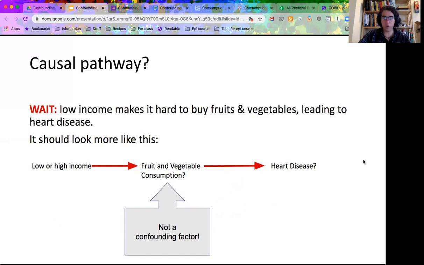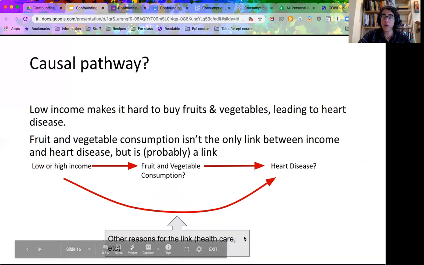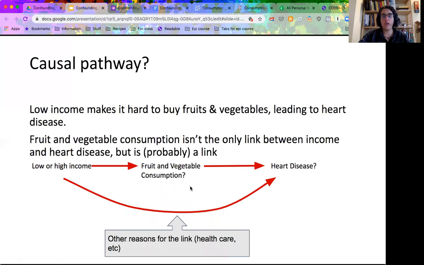Now, it's not the only one. A more complete picture might look something like this, where we have income leading to lower fruit and vegetable consumption, leading to heart disease. We also might have low income leading to less access to healthcare, which could lead to heart disease. There's a lot of pieces to the story, but in a case like this, it's really not reasonable to call fruit and vegetable consumption a confounding factor. This is the sort of thing that we would call part of the causal pathway.